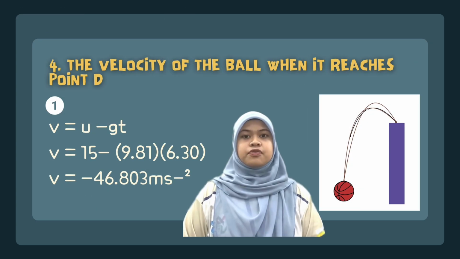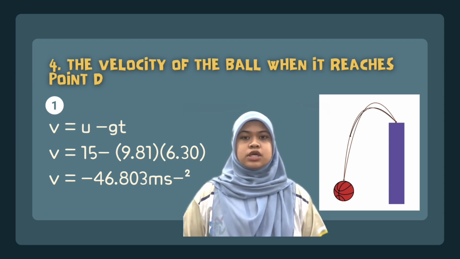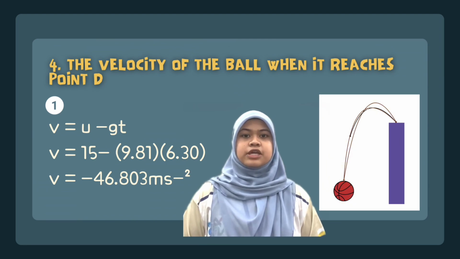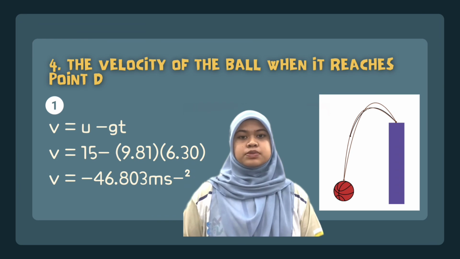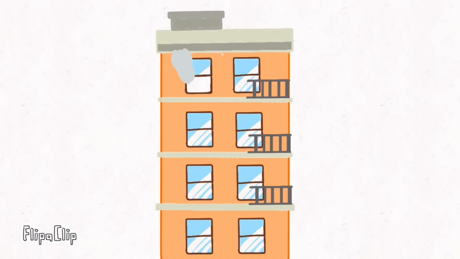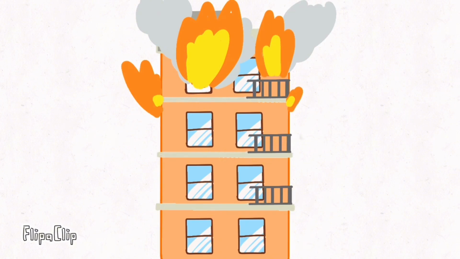For question 4, find the velocity of the ball when it reaches point D. For this question, we use first formula. The value of U is 15 and gravity is 9.81, and for the time we use the value that we got from question 3, which is 6.3 seconds. And the answer will be negative 46.803 meter per second. Next, question 2. One day there was a big explosion that occurred at an apartment.